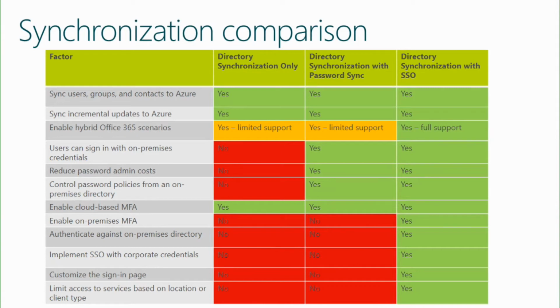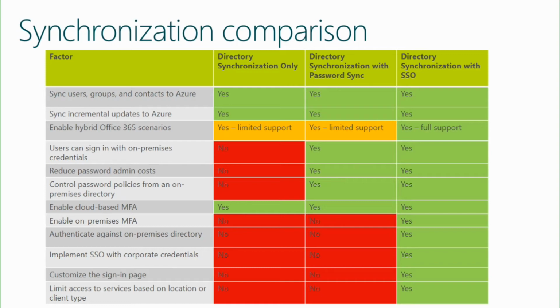So here's a little bit of a comparison between these different synchronization options. So we have directory synchronization only, which will simply push passwords from Windows Server Active Directory to Azure Active Directory. You have a directory synchronization option with password sync. What password sync will do is it will actually allow you to synchronize the passwords both ways. So you can make a change in either place and the password change will be replicated. This definitely reduces the administration costs, and it allows you to control all your password policies with your on-premises directory.